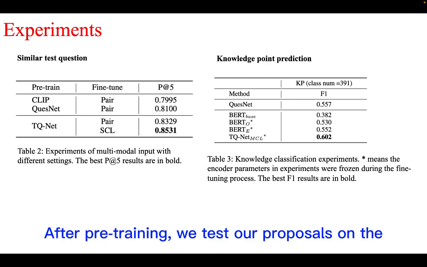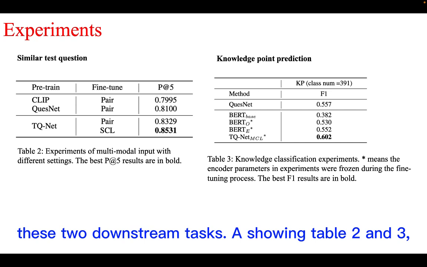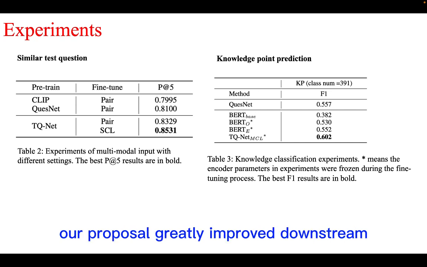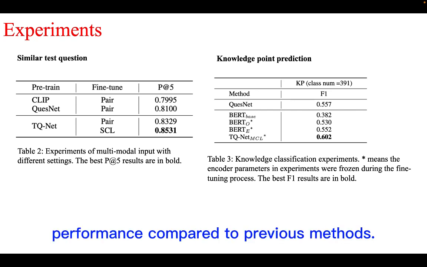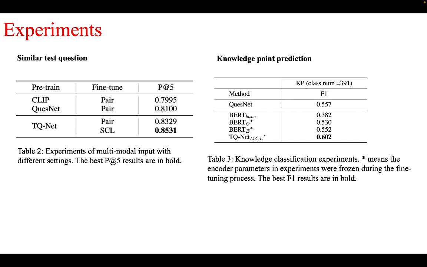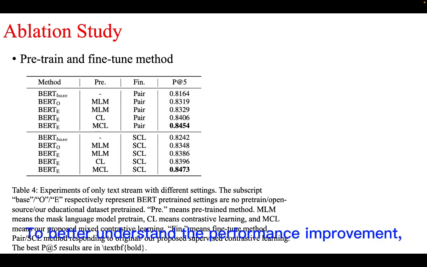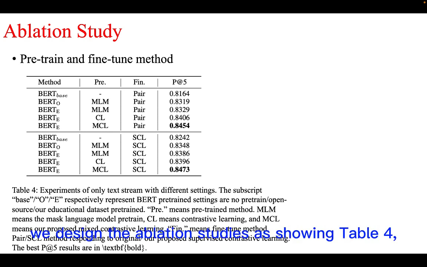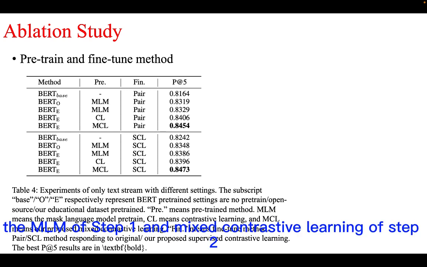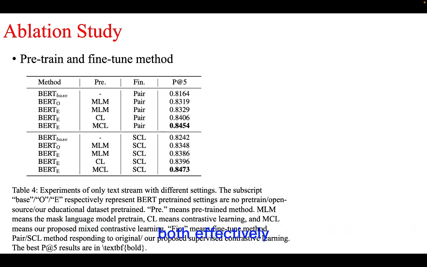After pre-training, we test our proposals on these two downstream tasks, and as shown in Tables 2 and 3, our proposal greatly improved the downstream performance compared to previous methods. To better understand the performance improvement, we designed ablation studies as shown in Table 4. The results of the different pre-training settings show that MLM of Step 1 and mixed contrastive learning of Step 2 both effectively improve the downstream performance. The results of the different fine-tuning settings also verify that our proposed supervised contrastive learning is beneficial for the downstream task.